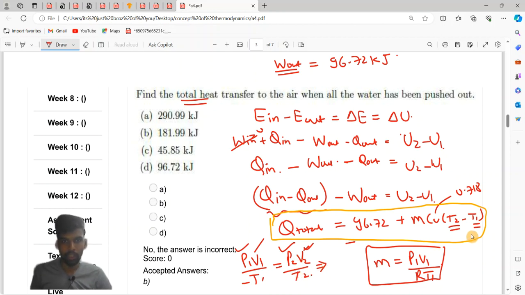So after all the calculations, you will get the answer as P. What you need to do is just put in the values of all the variables that I have calculated above. I have told you how to calculate them, and after substituting the values in this equation, you just need to do the calculation. From that you will get total heat transfer as 181.99 kilojoule. All of this will be in kilojoule.